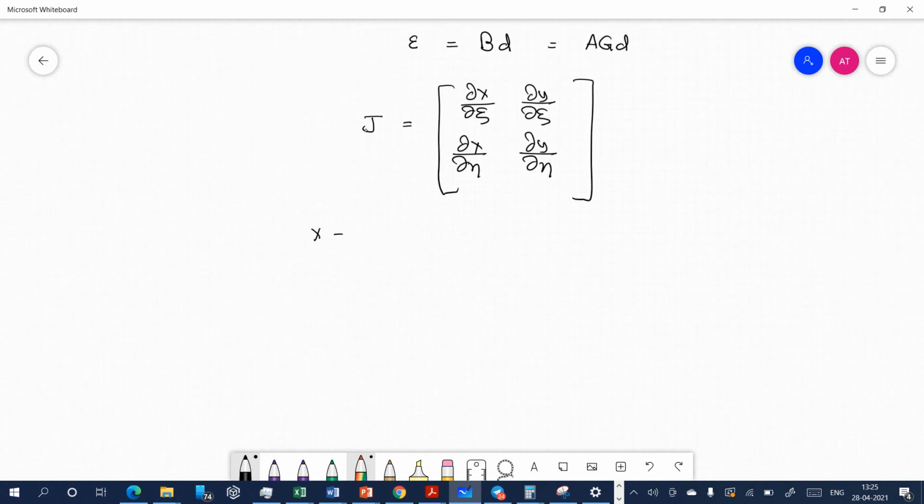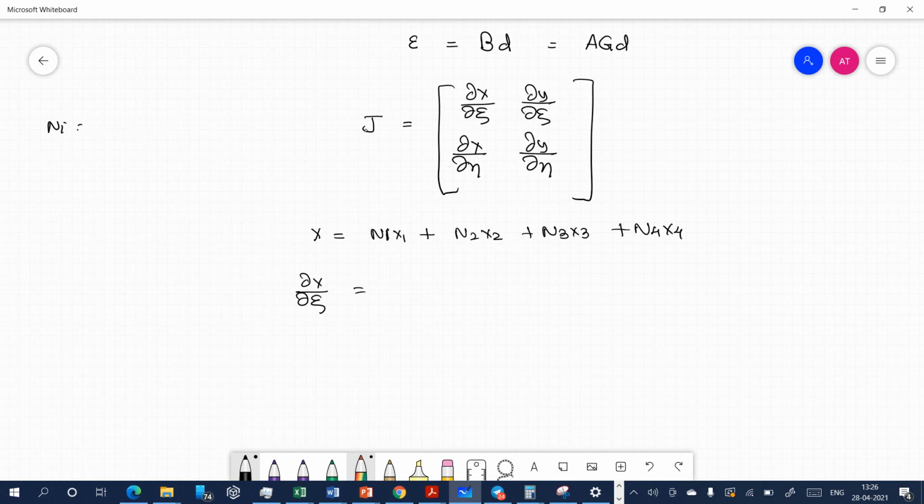How do we find it out? We know the relation of x as N1 x1 plus N2 x2 plus N3 x3 plus N4 x4, right? So what will be the value of del x by del zeta? First I have to write this whole thing in terms of N1 and x1, x2, x3, x4. x1, x2, x3, x4 I have, but we will do this in the end. So let me write out the shape functions.